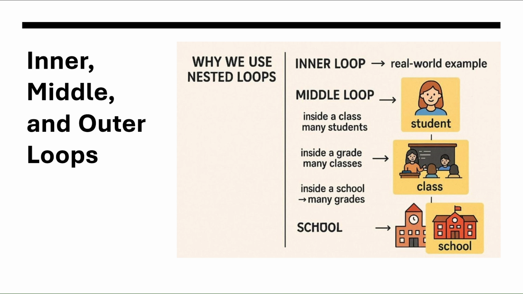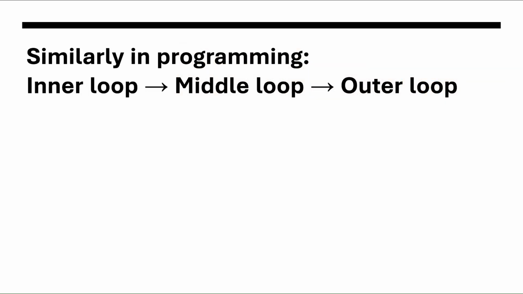Inner, middle, and outer loops. Now let me ask you something. If one loop creates only a small delay, what can we do to create a long delay? Think about it. Yes, we can repeat the loop many times. That is why we use nested loops. 3 types: inner loop, middle loop, outer loop. Think about a real-world example. Imagine a school system. Inside a class, many students. Inside a grade, many classes. Inside a school, many grades. So the structure becomes student, class, grade, school. Similarly in programming, inner loop, middle loop, outer loop.